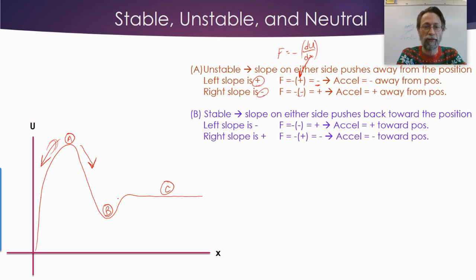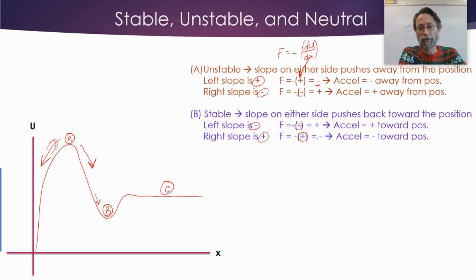This is kind of a well here. So the slope on either side pushes it back towards the position. The slope on the left here is negative, which means that when I put the negative in, I get a positive force pushing the object back towards the center of that well, or back towards the center of that hole there. If I'm on the right side, then the right slope is positive.